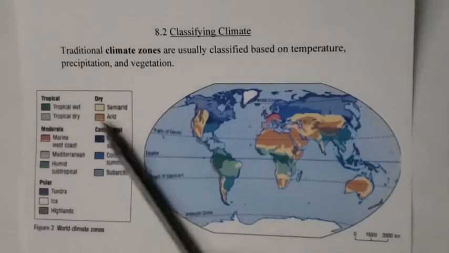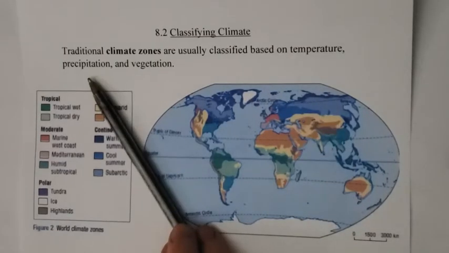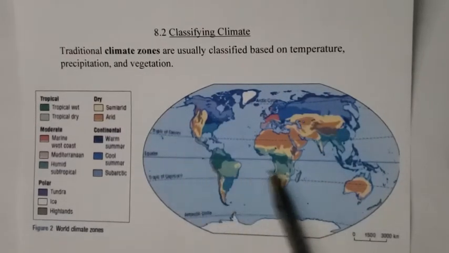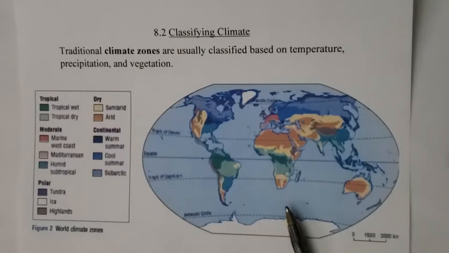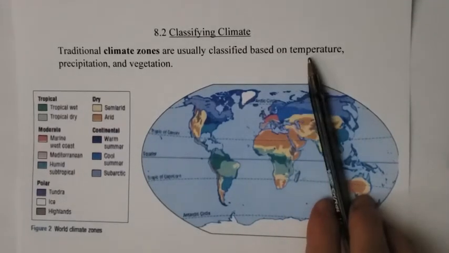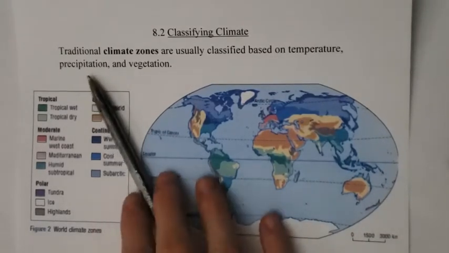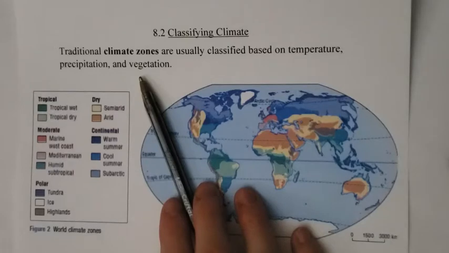Classifying climate. Traditional climate zones are usually classified based on temperature, precipitation, and vegetation. So here's a map of different world climate zones, and they're looking on exactly these things. They're looking how hot or how cold does it get? How much does it rain? How much does it snow? And what kind of plant life actually grows there?